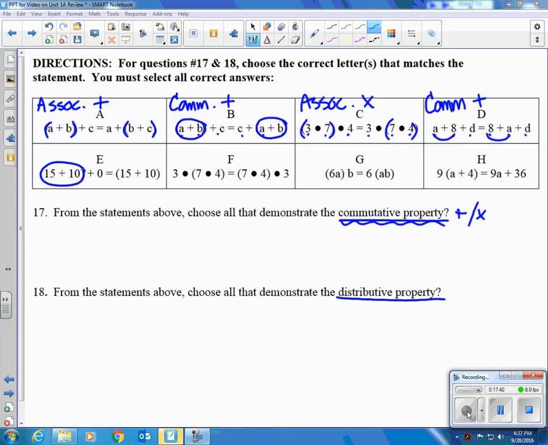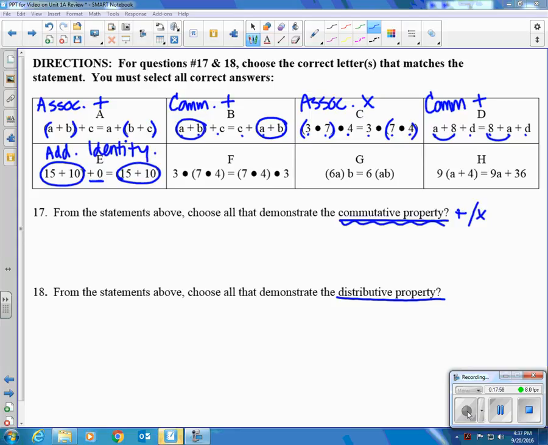For E, when I'm looking at this, again, all this is like saying one number and I'm adding 0 to it. And now I get that same one number that's there. So this is my additive identity. Because remember, it's keeping its identity. 15 plus 10 is still 15 plus 10.